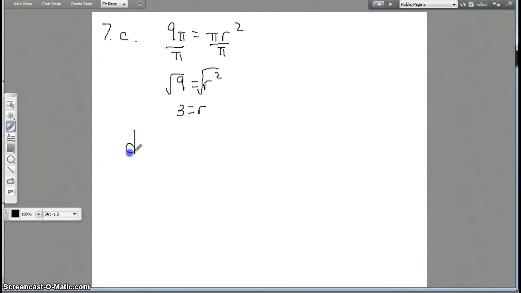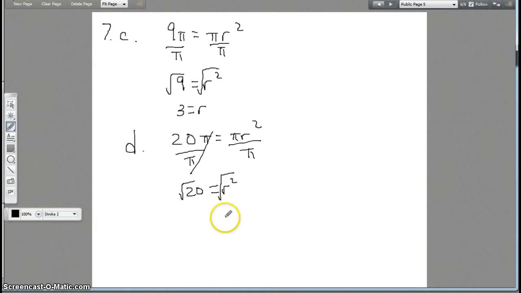Okay, let's look at one more, part D. In this case, our area is 20 pi. So that is equal to pi r squared. And again, to get the r squared by itself, we need to divide both sides by pi. So when we divide the left side by pi, our pi's cancel out, and we end up with 20 is equal to r squared. Now we need to take the square root of both sides, so we'll have just an r. So when we take the square root of both sides, we end up with r equals the square root of 20.